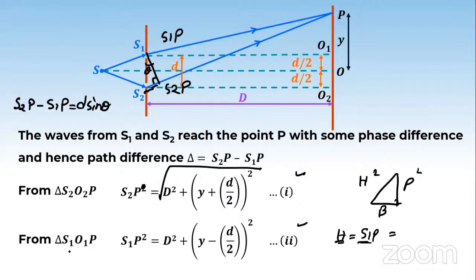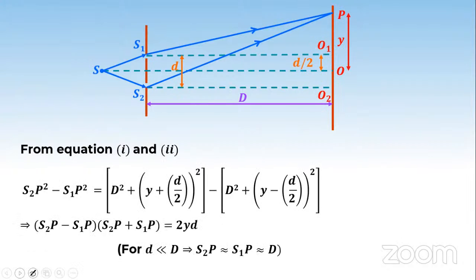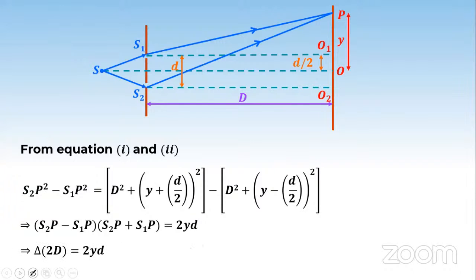Similarly, you'll find some other triangle S1O1P. In that, you will use the theorem: hypotenuse square equals perpendicular square plus base square. Then you'll get S1P; I must put root here. And then you will take some approximations. Ultimately, you'll get the path difference with the approximation equals how much?